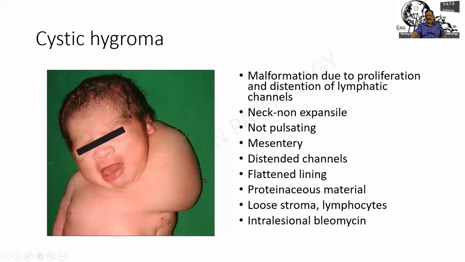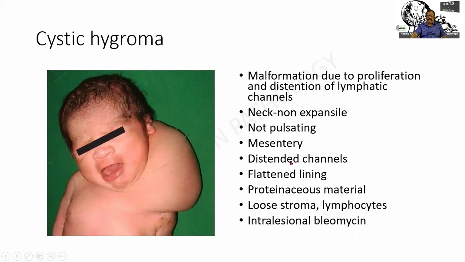This is the third lesion, the lymphangioma. Sometimes a young child is brought with a huge swelling in the neck, which is otherwise called a cystic hygroma. It is not pulsatile, it does not expand when there is any pressure. Another site where you can find a cystic hygroma is the mesentery.